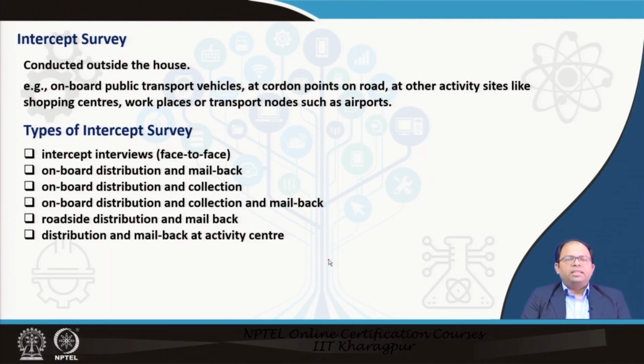And there are different kinds of intercept surveys. It could be face to face. It could be onboard distribution of the forms, and people can mail back those forms, or onboard distribution, and after a certain time it would be collected back, or onboard distribution where both collection and mail back are allowed. If somebody is not able to complete it, then he can mail it back later on. Or roadside distribution and mail back, or distribution and mail back at an activity center. These are the different ways we can do intercept surveys.